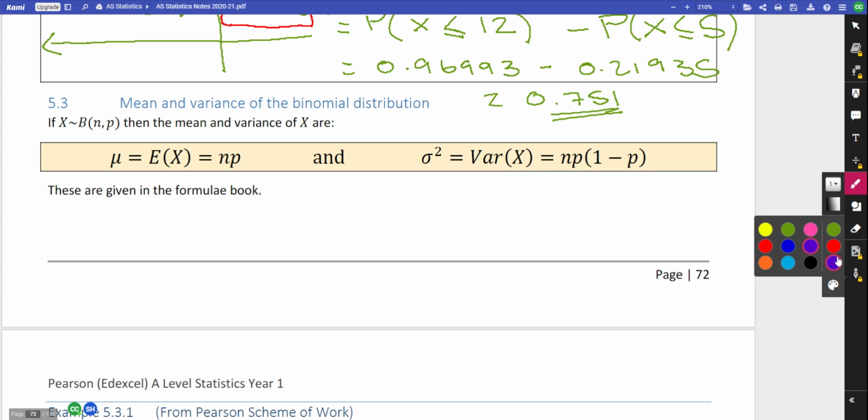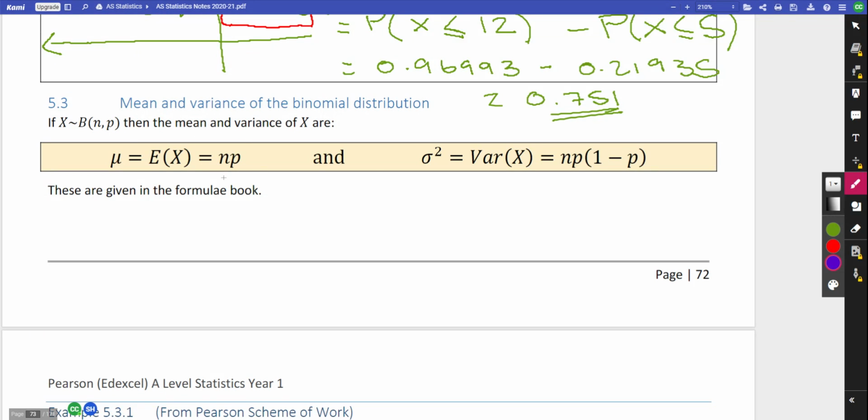This is 5.3 mean and variance of a binomial distribution for AS statistics. So we've looked at the binomial distribution before and we write it down using this notation. Remember, you must define what that variable x is and you must define what your parameters n and p are within the question. But you may get asked to find the mean and the variance.